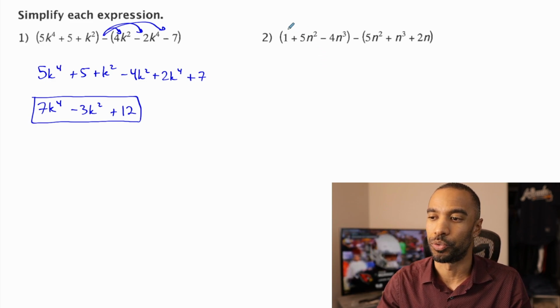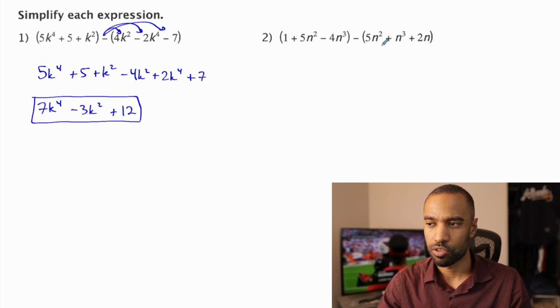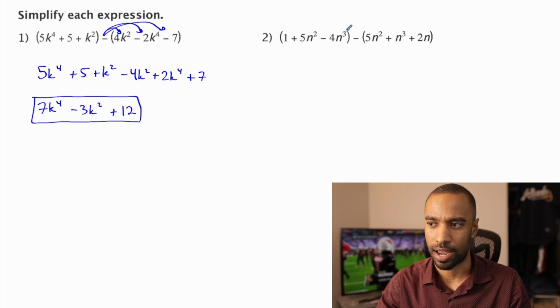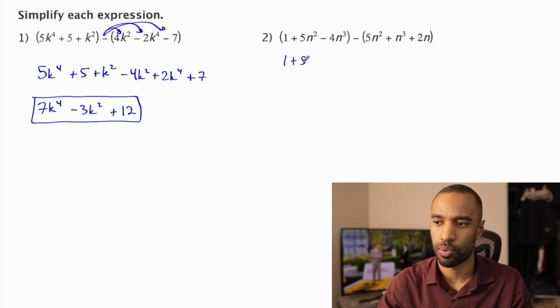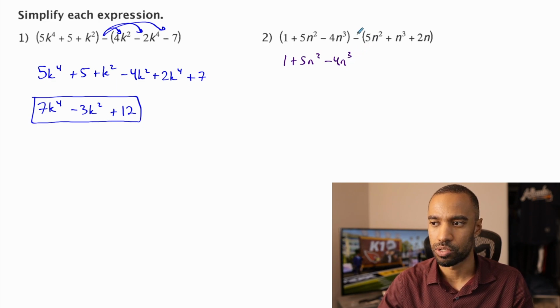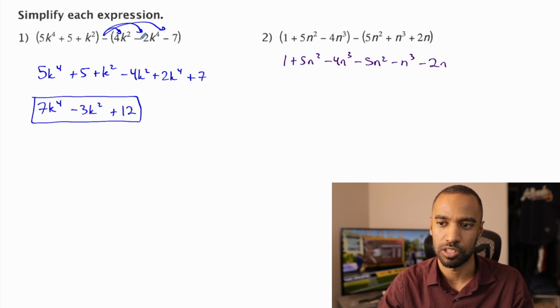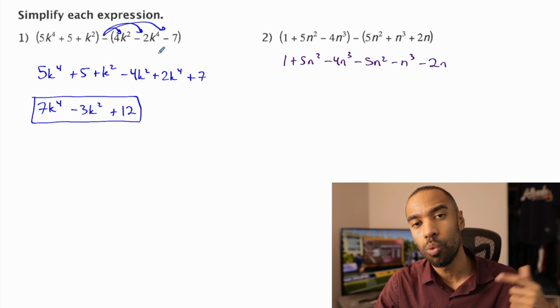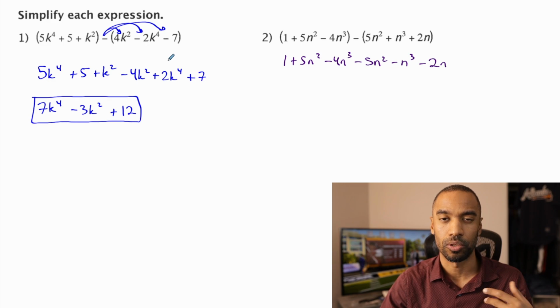All right, number 2. 1 plus 5n squared minus 4 is very much the same, even down to subtraction. So let's write this again without parentheses as to get the proper signs as they'll be, as those stay the same here. When I distribute the negative, I'll get a negative 5n squared minus positive n cubed minus 2n. So all of these turn into negatives, and keep in mind subtracting a negative will be a positive, which we'll see again when we do polynomial long division.